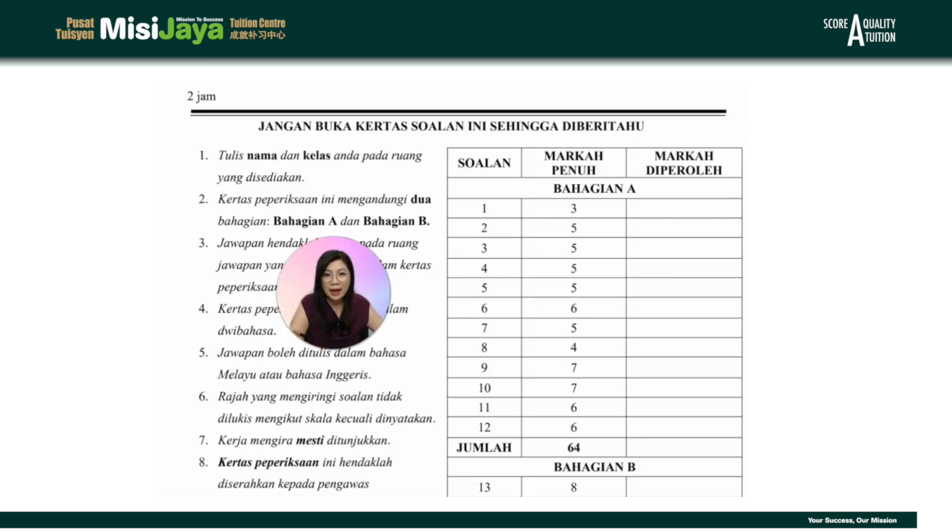So for Bahagian A, there will be 12 questions. It consists of 3 marks, 5 marks, 6 marks, 7 marks. So the most here is 7 marks. Okay, and the total for Bahagian A is 64 marks.